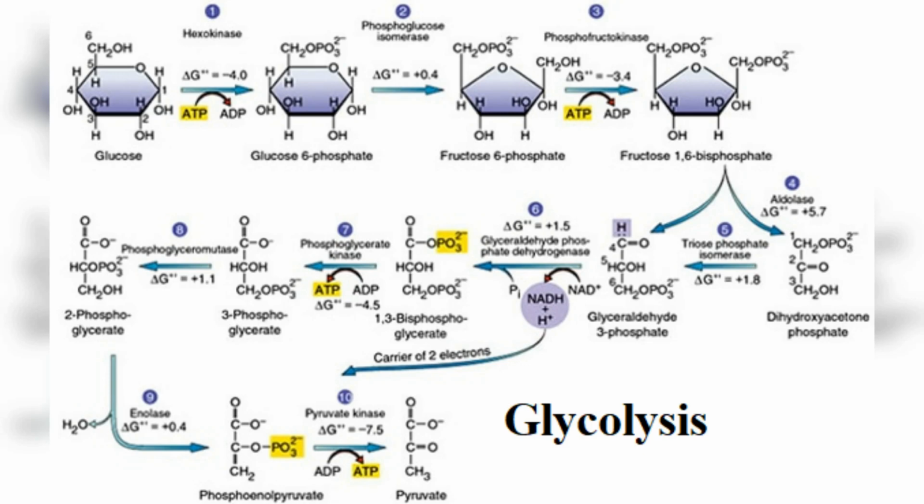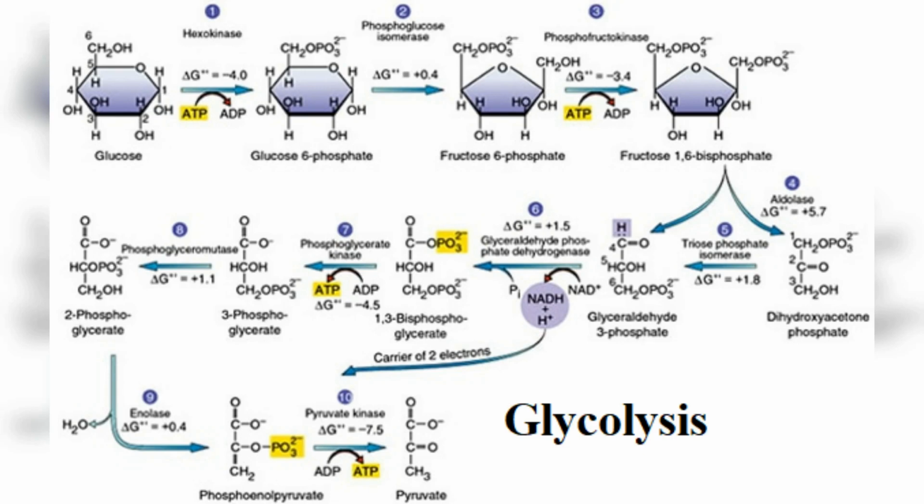The final step in glycolysis is the conversion of phosphoenolpyruvate into pyruvate by the enzyme pyruvate kinase, which transfers a phosphate group from phosphoenolpyruvate to ADP, producing ATP and pyruvate. This reaction produces 2 molecules of ATP per molecule of phosphoenolpyruvate, for a total of 4 ATP molecules per molecule of glucose. In summary, glycolysis is a metabolic pathway that breaks down glucose into 2 molecules of pyruvate.